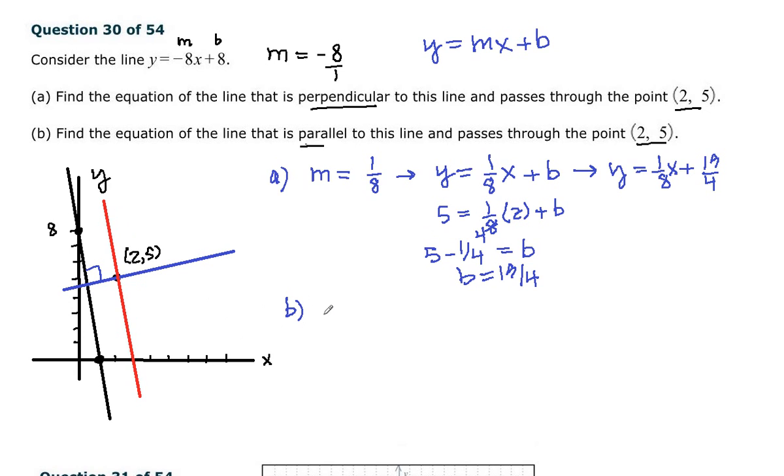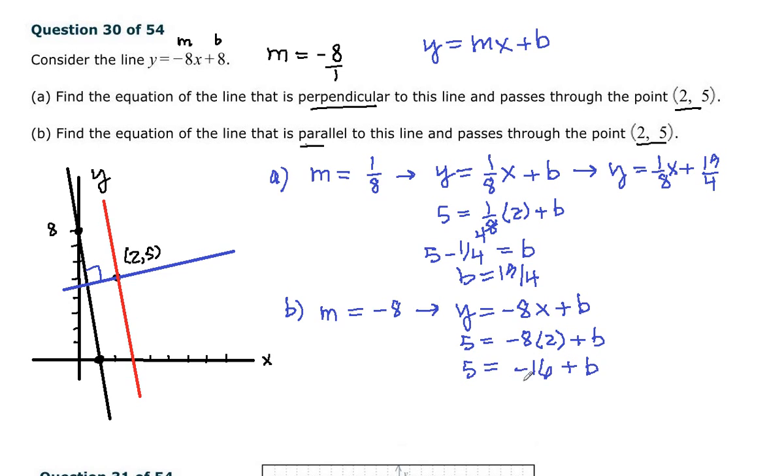the parallel line there, our slope is the same as what we started with, negative 8. So parallel line, slope's negative 8. So that gives us y equals negative 8x plus b. And then again, plug in your 2 and 5. That point has to work in the equation because it's a point on the line. So 5 equals negative 8 times 2 plus b. So 5 is negative 16 plus b. And then add 16 on both sides. That'll come over as a positive. 5 plus 16 equals b. So b is 21.